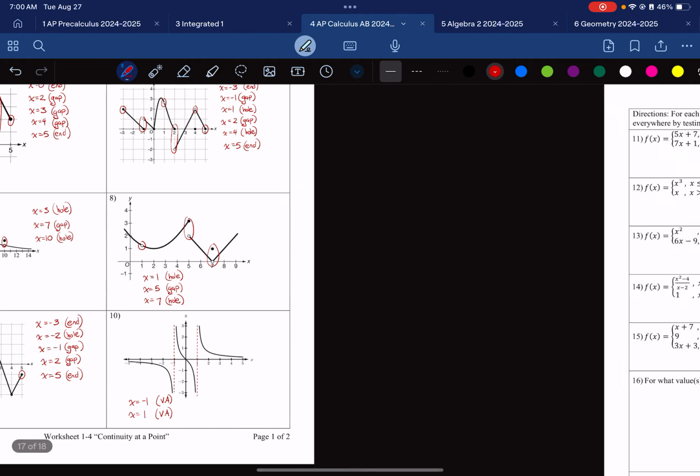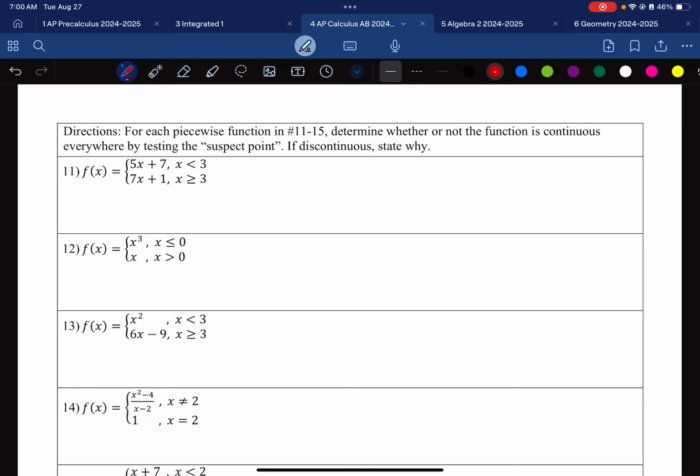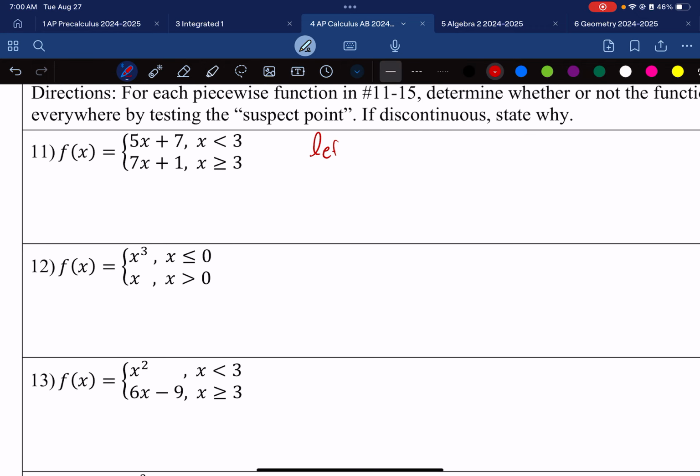Excellent. Now for the slightly harder problems, the backside. For the first 5 problems, I'm trying to determine whether or not the function is continuous by testing the suspect point. Again, this 3 is the suspect point, or this 0 is the suspect point. And the general formula for all of these is you set the left piece equal to the right piece equal to the height. And very often the height will be the same as either the left or the right piece. It's wherever that equal to sign is.